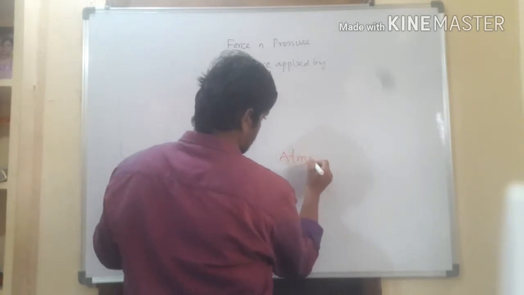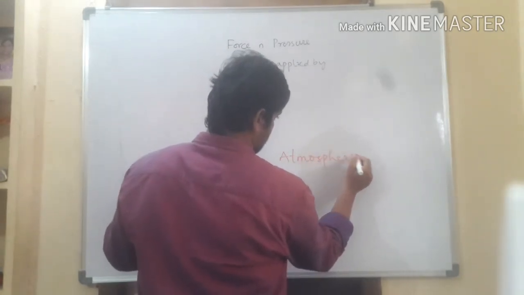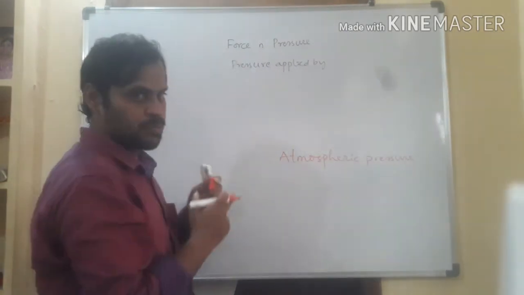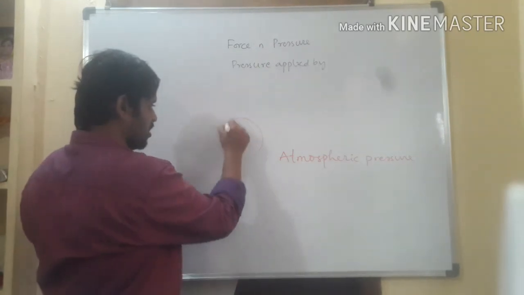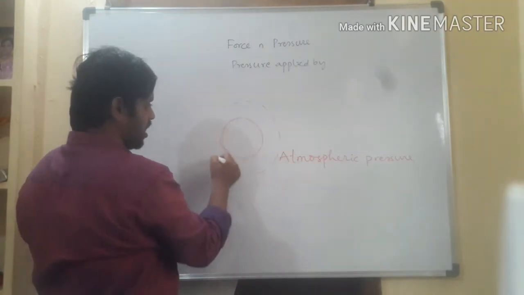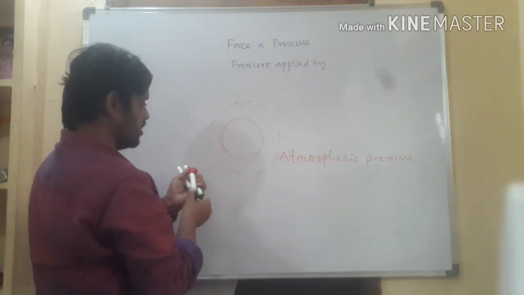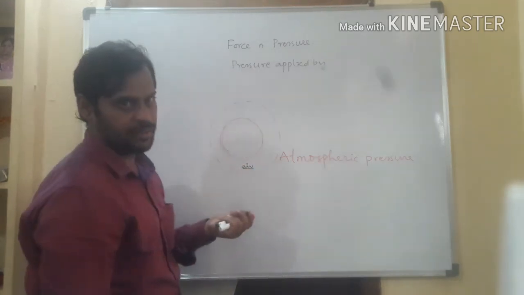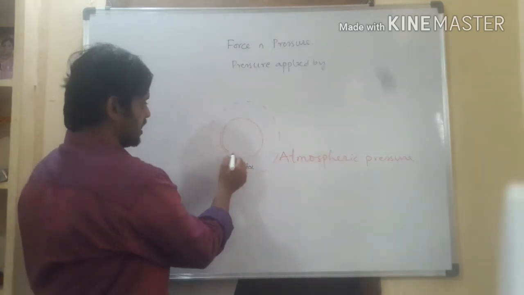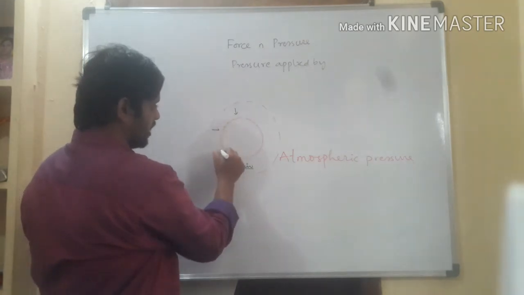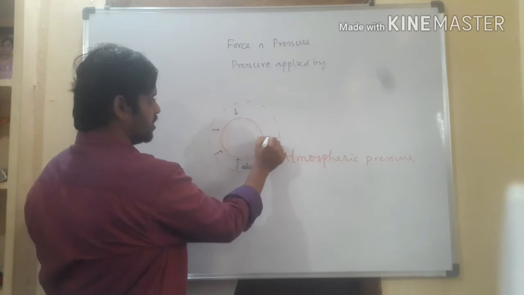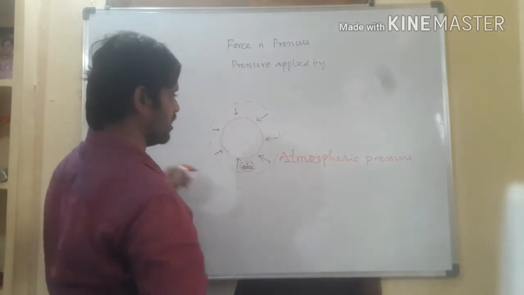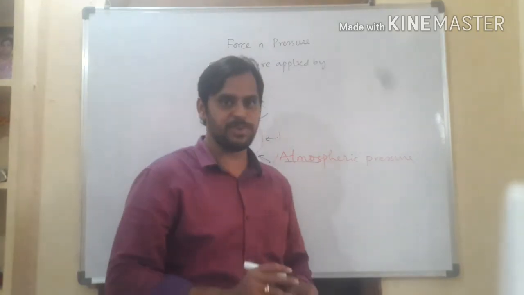Atmospheric pressure. What is meant by atmospheric pressure? Here it is Earth, and we know that Earth is surrounded by atmosphere. In the atmosphere there is presence of air. The atmosphere is mostly made up of air, right? So this air exerts pressure on the Earth. Whatever pressure is shown by the air present in the atmosphere, that pressure is called atmospheric pressure.